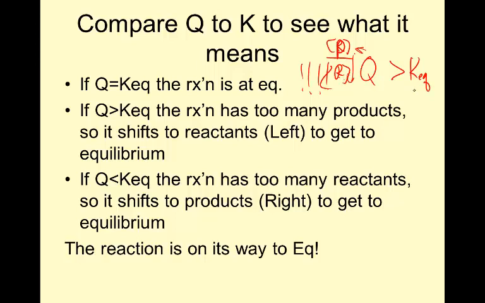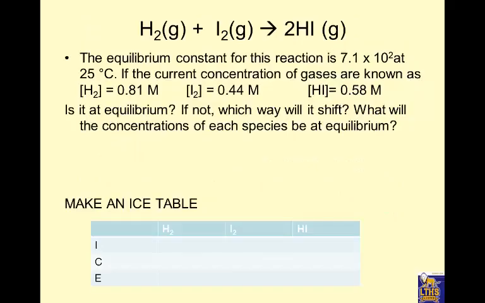Okay? If this number is bigger than what it's supposed to be, that means there's too much at the top, so we have to get more of the bottom. So we're going to shift that way. What if Q is less than KEQ? Well, products over reactant. If this number is too small, then it has to get bigger. How does it get bigger? Well, we need a bigger top number, so the reaction has to shift towards the products to get there. Okay, so if Q is not equal to KEQ, then it's on its way to equilibrium, and we can tell which way it goes because we know math. Yay, math rules. Woo.